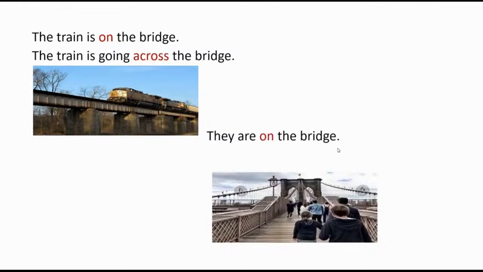They are on the bridge. And again, this is a preposition of place, on. They are on the bridge. And for the movement, for the action, we say that they are walking across the bridge. Alright?